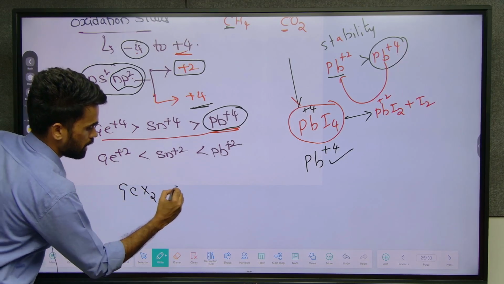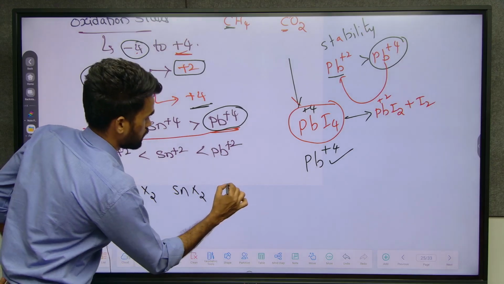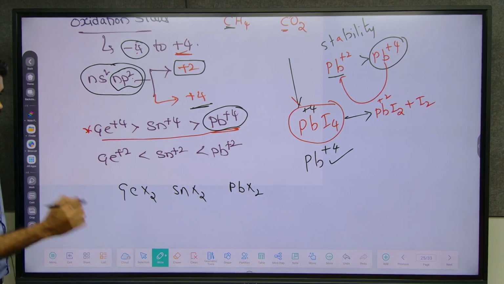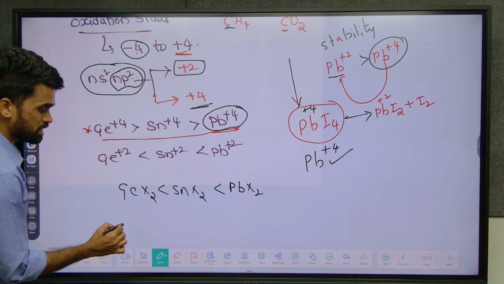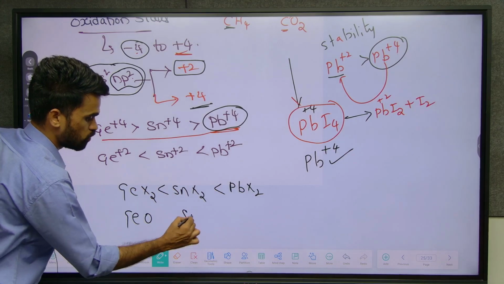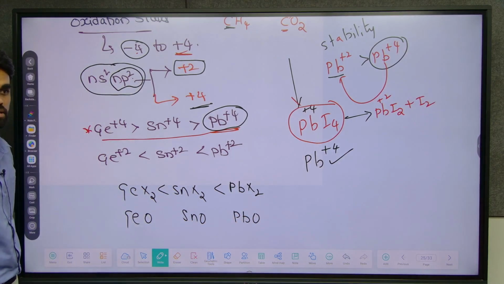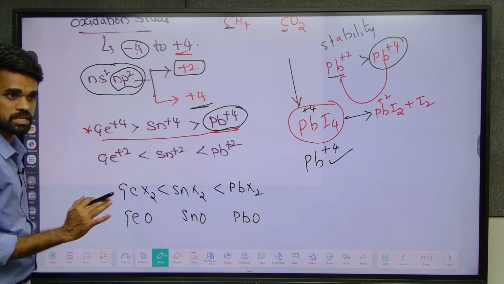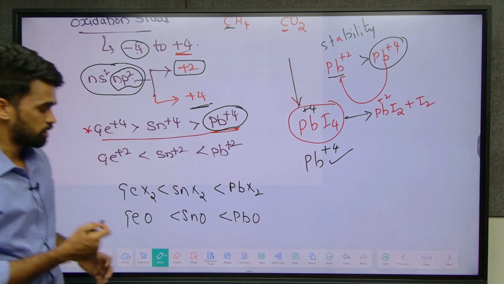So they will make a question like this. GeX2, SnX2, where X means halogens, consider. Next PbX2, which is more stable, they will ask. Otherwise I can make one more question also. GeO, SnO, PbO, which is more stable, they will ask. Why? It is purely based on what? Their oxidation states. Okay, like this you can write. Is this clear, everyone? Okay.